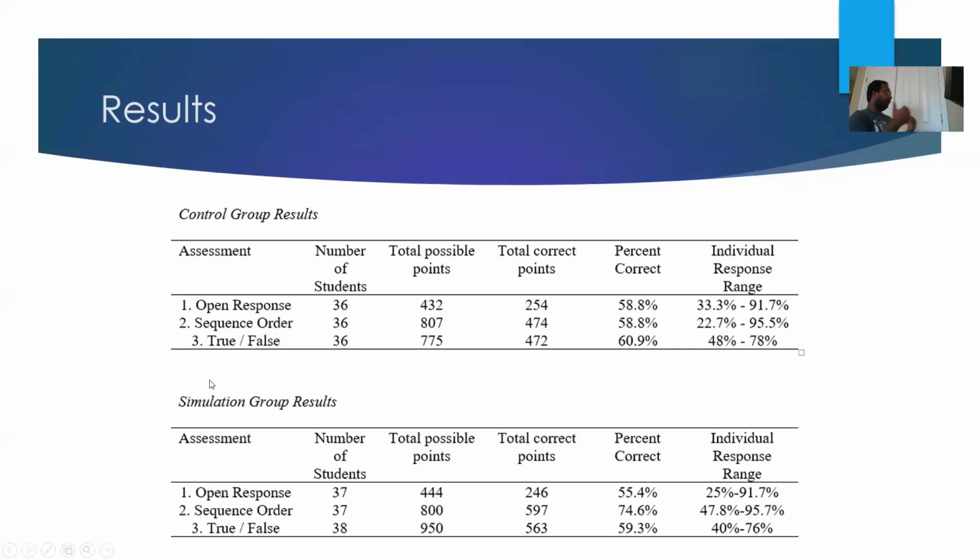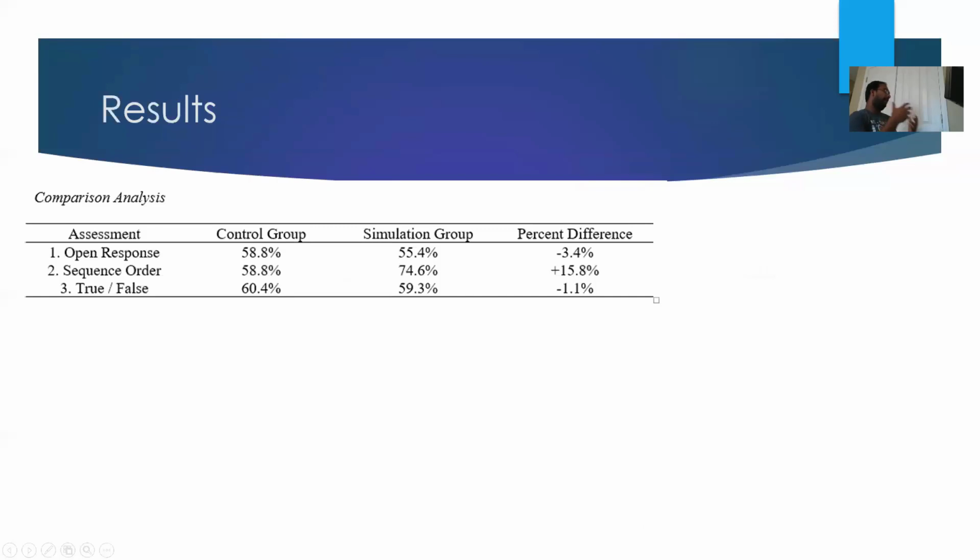Now, when you look at the simulation model, a similar assessment was given to a group of students in the simulated class, and these are the results. As you can see, for the open response, the overall class had about 55.4% correct. For sequence order, we had 74.6, and then for true and false, we had 59.3. So we really wanted to compare the control group and the simulation group to understand the percent difference in learning in some of these assessments.